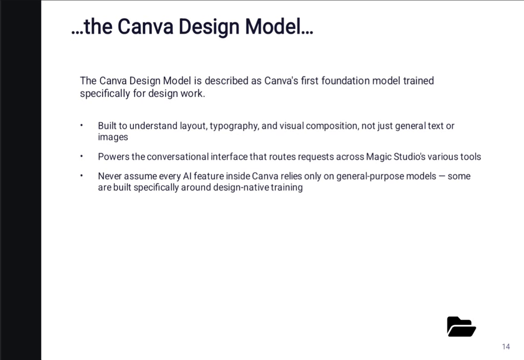The Canva design model. The Canva design model is described as Canva's first foundation model trained specifically for design work, built to understand layout, typography, and visual composition, not just general text or images. It powers the conversational interface that routes requests across Magic Studio's various tools. Never assume every AI feature inside Canva relies only on general purpose models. Some are built specifically around design native training.